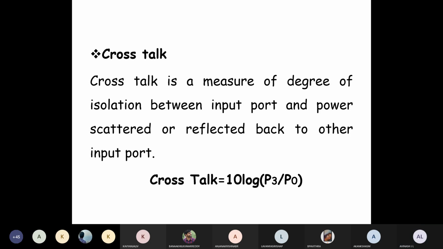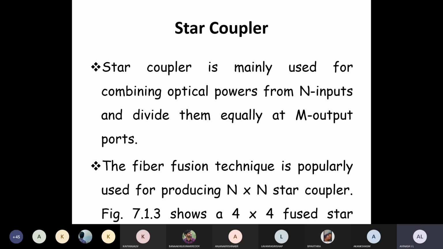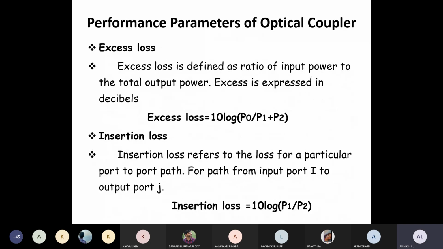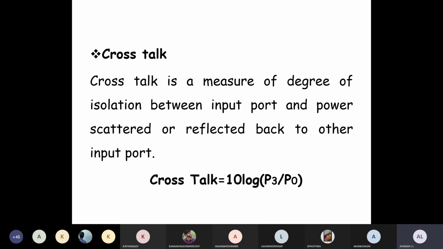Okay, taken. After understanding these three performance parameters of optical coupler: excess loss equals 10 log P0 divided by P1 plus P2, insertion loss is 10 log P1 by P2, and crosstalk is 10 log P3 divided by P0.